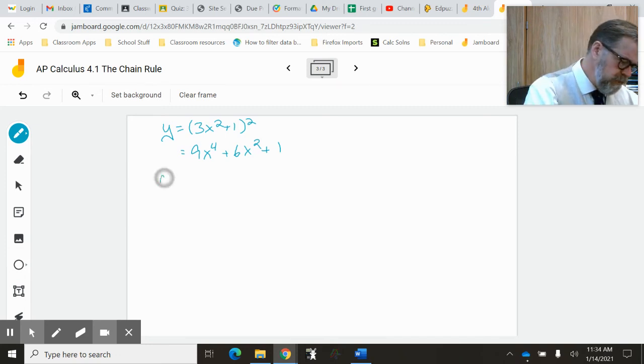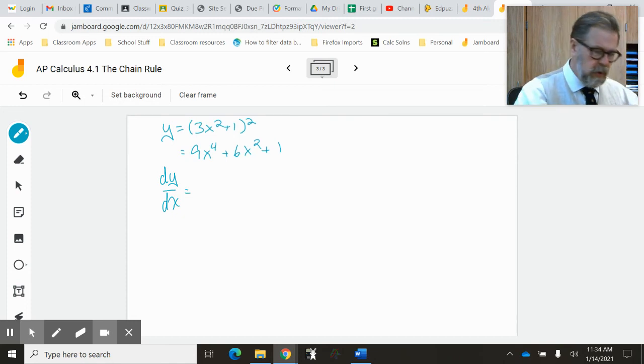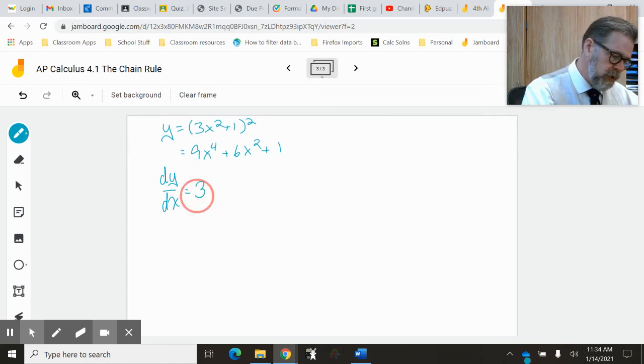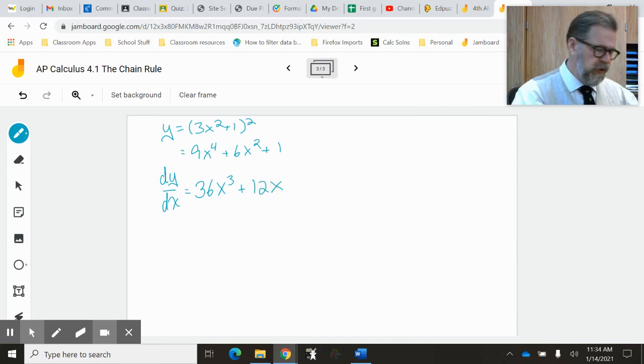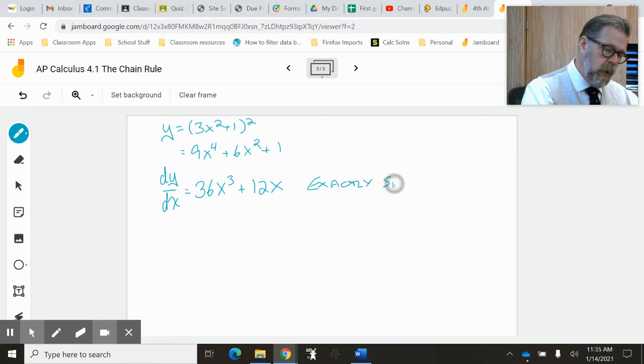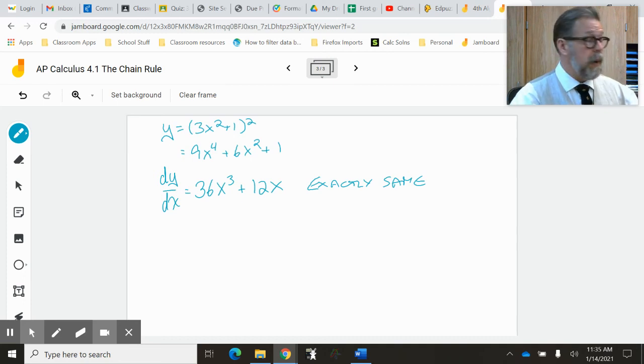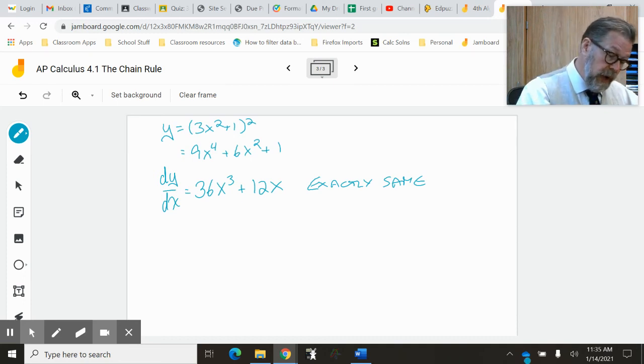And of course, using all of my rules from chapter 3, I can just use the power rule, bring down the 4. 9 times 4 is 36. Reduce the power by 1. Bring down the 2. 2 times 6 is 12. Reduce the power by 1. Derivative of 1 is 0 because it's a constant. And wow, this is exactly the same as what we got previously when we used our new idea of composite functions. All right, so go ahead and do exercise 5.